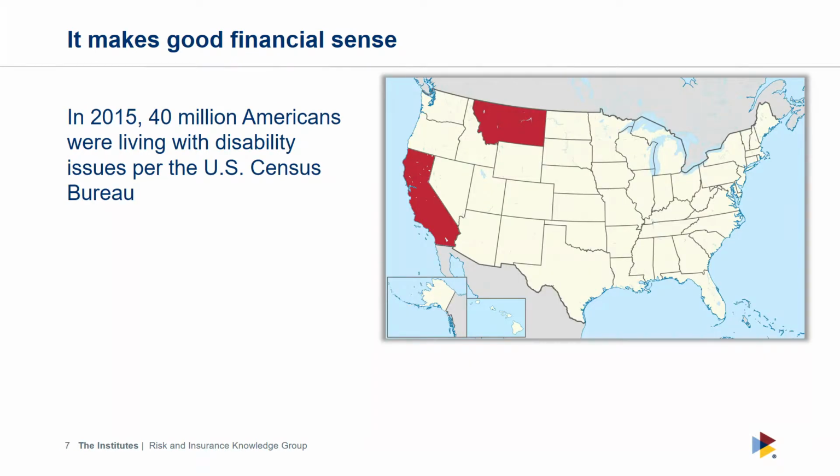In 2015, 40 million Americans were living with disability issues as per the U.S. Census Bureau. That is the number of people that live in the state of California and the state of Montana. If you were going to do a nationwide product launch and said, I want to sell to everybody in America except Californians and people from Montana because cowboys, that would be an insane business plan. You would have to come up with some really good reasons why you were going to do that. And there's just no logical reason to walk away from that market.